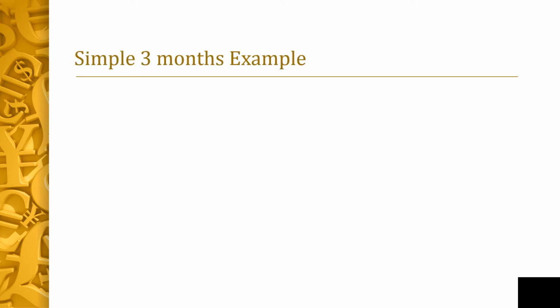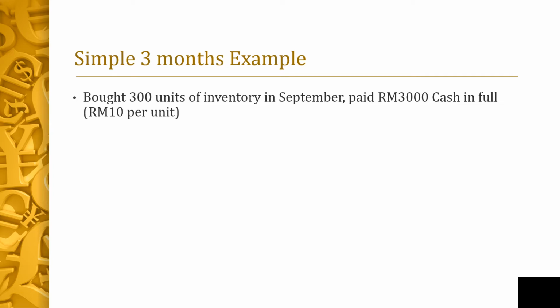Now that we understand accruals, we can continue with our simple example below to understand how profit is different from cash. Let's assume you bought 300 units of inventory in September and paid 3,000 ringgit in full at the point of purchase. Hence, the cost is 10 ringgit per unit.